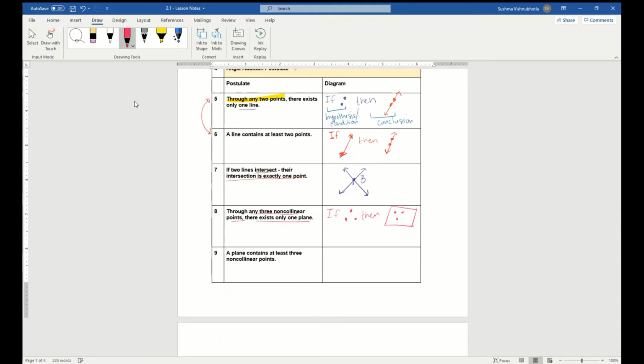Postulate 9. A plane contains at least 3 non-collinear points. So these two again are kind of related to each other, but I'm starting with the plane. So if I have a plane, then I can say this plane has at least 3 non-collinear points. Now, these numberings match the numbering in the lesson in your textbook, but again, postulate 5 is not postulate 5 in every textbook. But I'm going to keep these numberings and refer to them in this lesson.